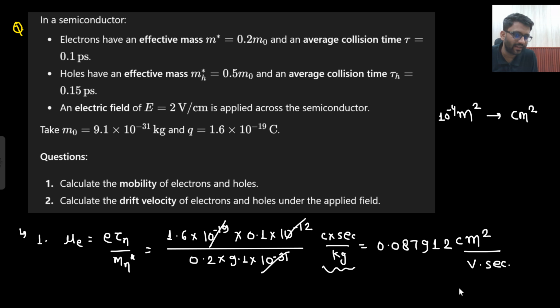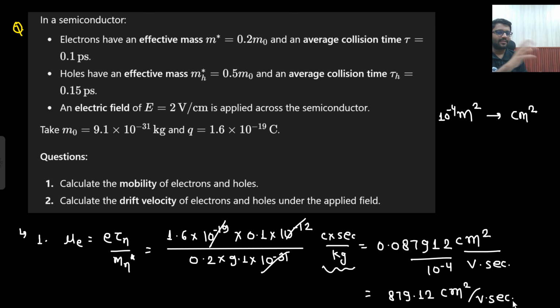So if I am putting centi here, that means I have already multiplied with 10 to the power minus 4. So I will have to divide with the 10 to the power minus 4 as well. And now this 10 to the power minus 4 will go upward. So it will become multiply with 10 to the power 4. So 1, 2, 3, 4. So 879.12. What will be the answer? 879.12 centimeter square per volt into second. Is that clear to you or not?